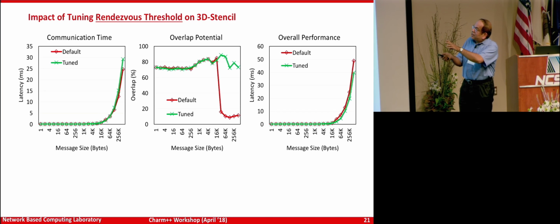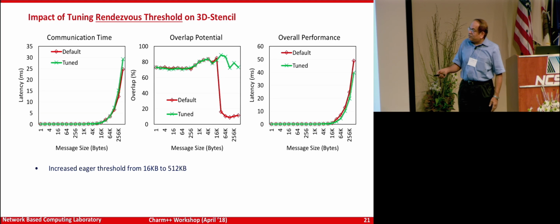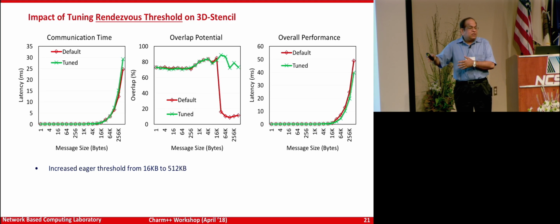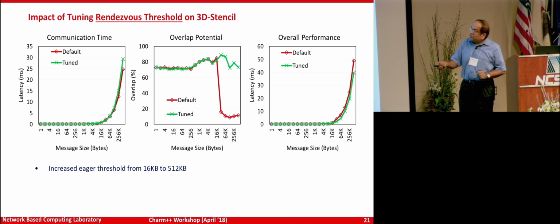So what do you see here? Let's say I change that 16K to 512K. What you will see if I increase the eager threshold from 16 kilobytes to 512 kilobytes is that messages up to 512 kilobytes go through eager, and after that they only go through rendezvous. That's what we are trying to do here. If you do the actual measurement of latency, you may not see much difference. There is a little bit of difference, but these are in microseconds.